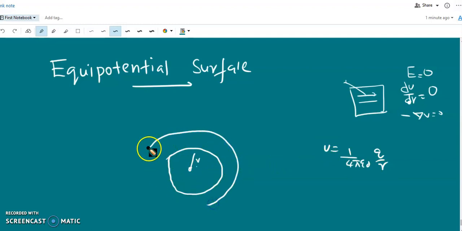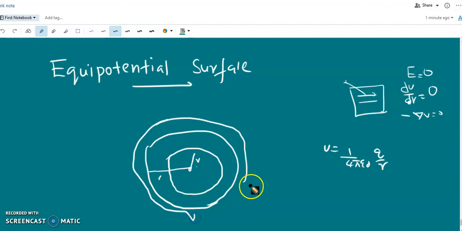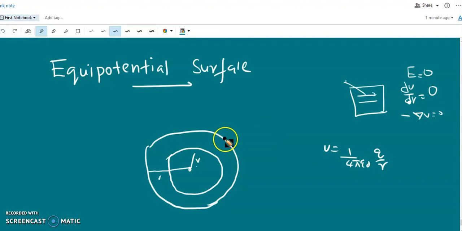Suppose we draw another sphere having another radius, then for this sphere the potential is another constant. So this is another equipotential surface. So for an isolated point charge, the equipotential surfaces are concentric spheres. All the spheres will form the equipotential surfaces. And we know that the electric field is always normal to the equipotential surface, and it is radially outward from the sphere.